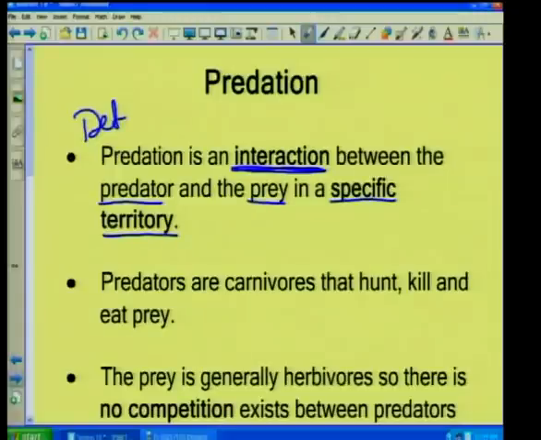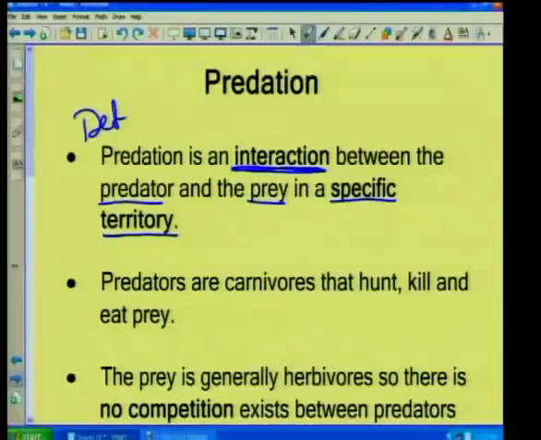Now, clearly you need a specific territory. Your cat at home, and I hope you don't have mice, but if you did have mice, that would be the cat's territory, okay? If we look at the Kruger National Park, a specific area where a pride of lions has made their home, that is their territory. And it's only the prey that comes into their territory that's going to be a problem for the prey. Okay, so they are territorial.